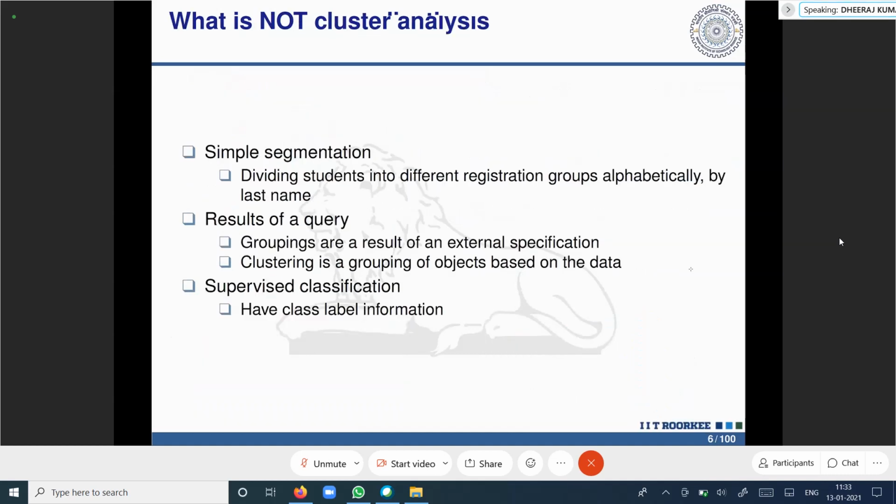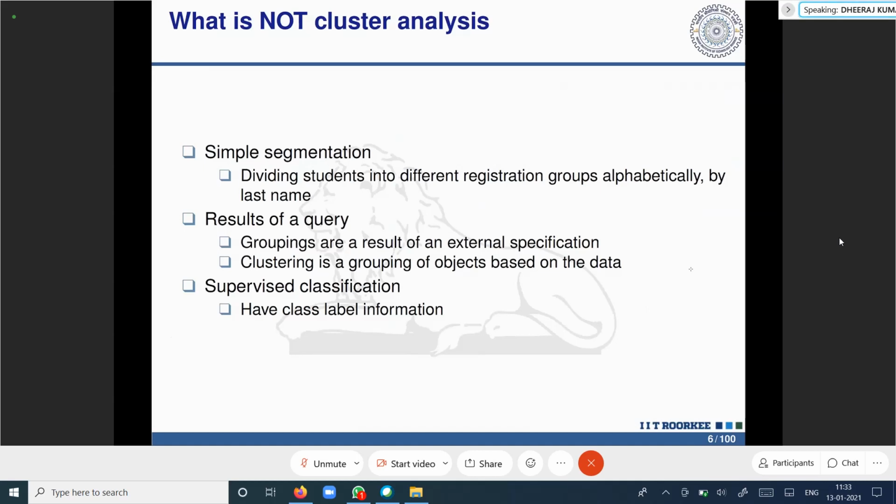Now, what is not cluster analysis? Cluster analysis is sometimes confused with other terms. First is simple segmentation, where you divide the data based on some parameter values. For example, let's say you have a class of students and you sort them alphabetically and group them by last name, like students having last names starting with A to D in one group. Those are groups, but those are not natural clusters.